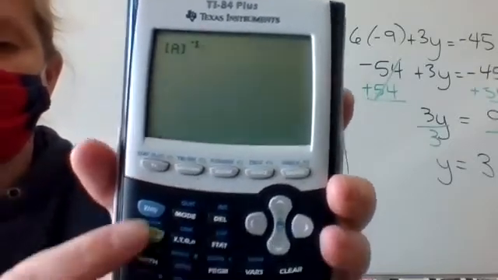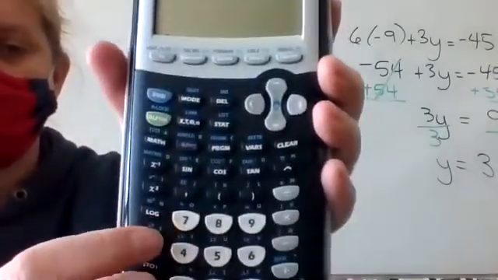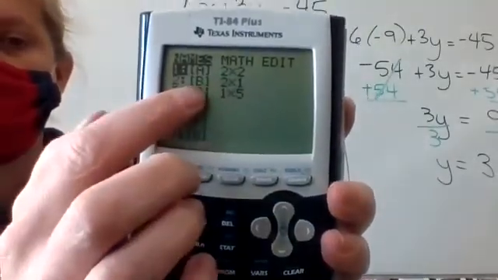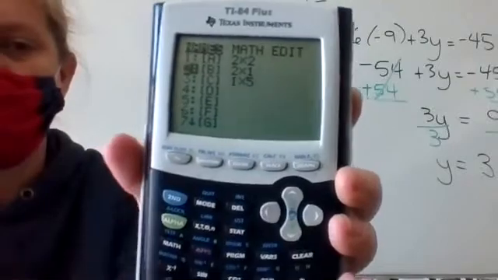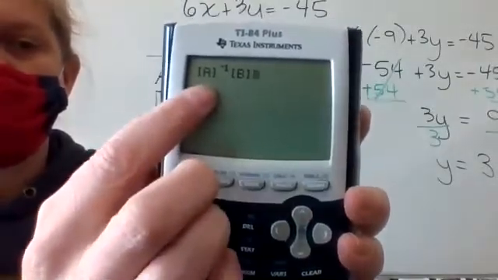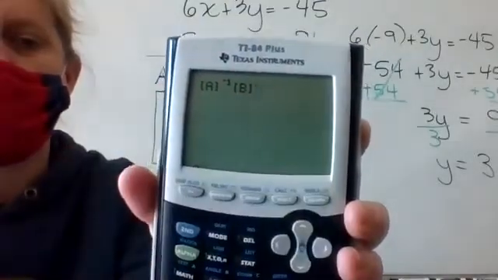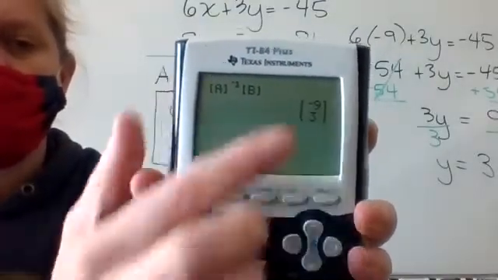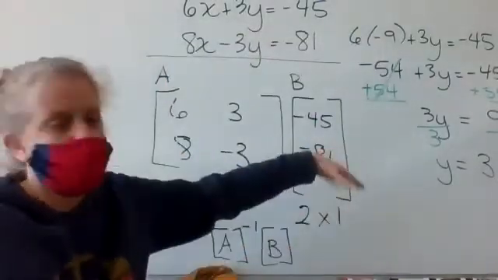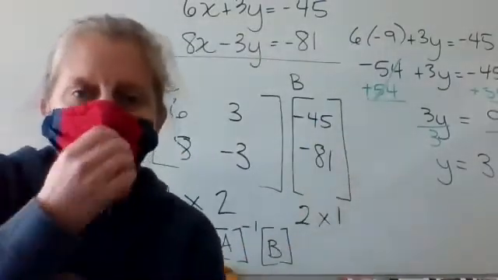And then I need matrix B. So go to second, matrix. This time I want to use the B that I have stored in. So down, and hit enter. So I should have matrix A to the negative 1, matrix B, hit enter, and there's your answer. Negative 9, 3, which is what I got when I worked it out by hand.